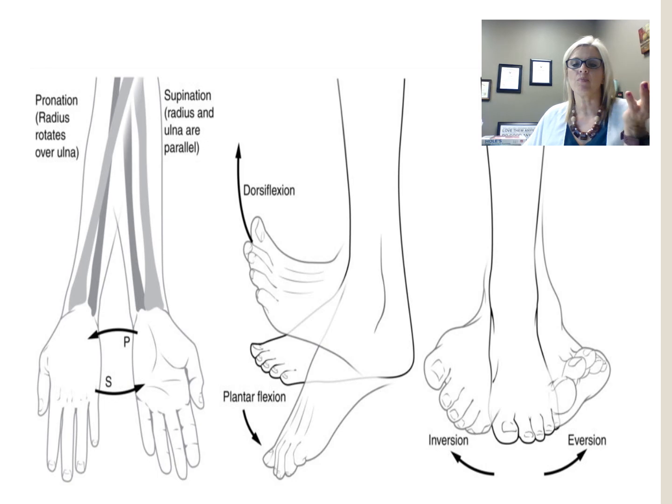And so here we have pronation and supination. A really good way to remember that one is I am holding my bowl of soup. So if I'm turning this way, this is supination. If I am pronating, I am pouring it out, okay? And then there you can see your dorsiflexion and your plantar flexion, and your inversion going in towards the body, and eversion going away from the body.